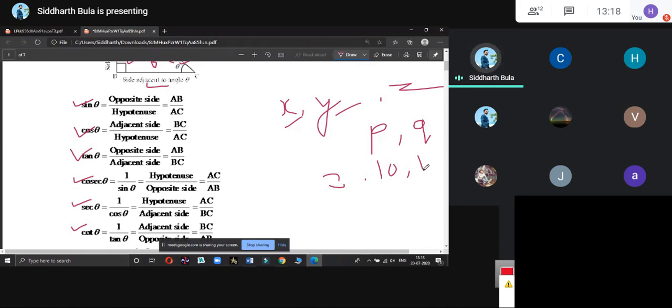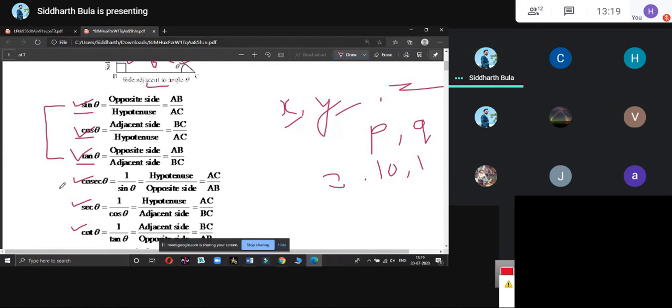Similarly, in trigonometry, we have 6 trigonometric functions to define the relationship between the sides and angles of the triangle. Trigonometry is all about the relationship between the sides and the angles of the right angle triangle. And to define those relationships, there are 6 trigonometric functions. The first one is sine, then we have cos and tan. These 3 are the main fundamental trigonometric functions.